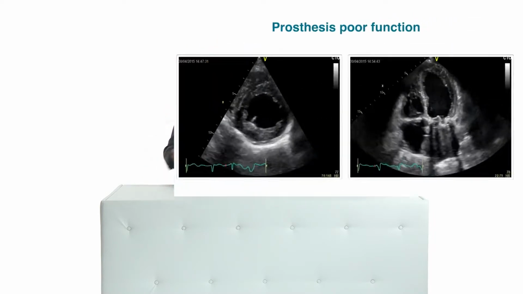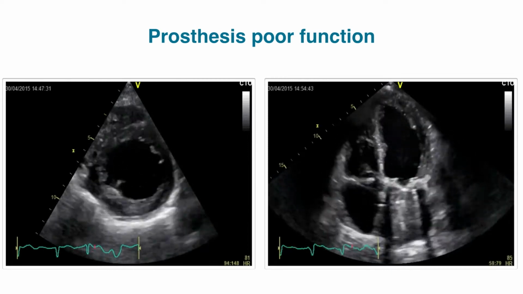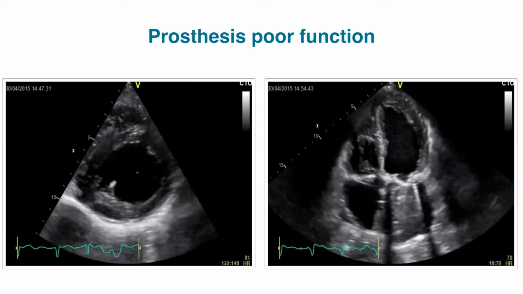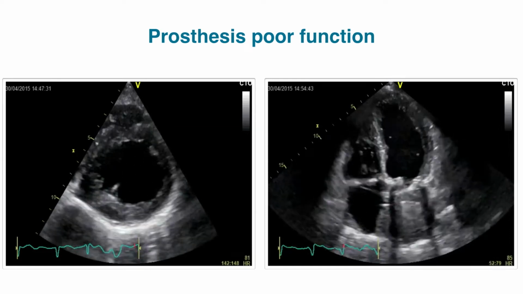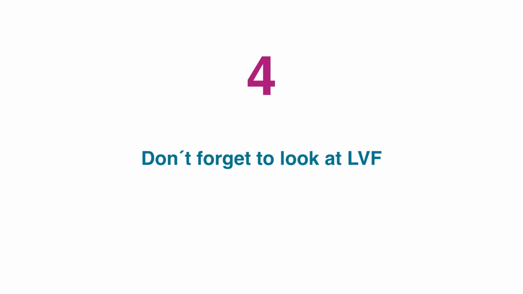Let's hear what Bruno says. The most important causes of left ventricular dysfunction after a valve operation are mostly surgical complication or anesthesiological complication. And here's such an example of a patient who has poor left ventricular function after mitral valve replacement. This patient was simply operated too late, and he already had some form of left ventricular impairment, and after operation, ventricular function deteriorated even further. So, the fourth teaching point is, don't forget about the left ventricular function.